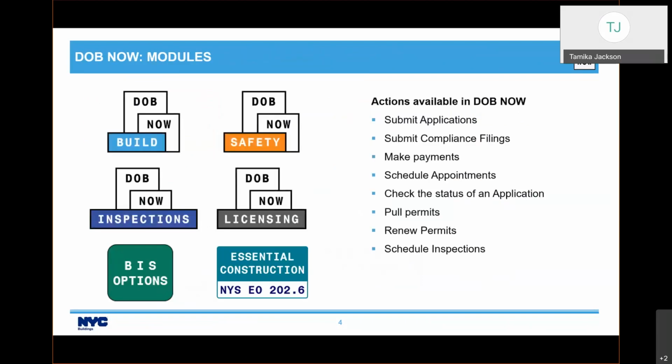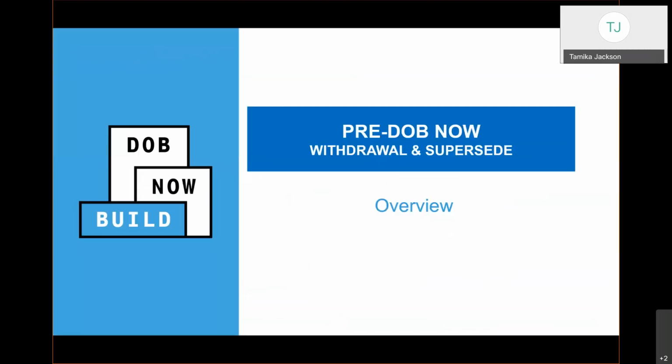So here's just a little insight on the modules that currently exist in DOB Now. We have build, safety inspections, licensing, biz options, and essential construction. Today, we're focusing on DOB Now Build, where you would be submitting these requests. So let's get into it.